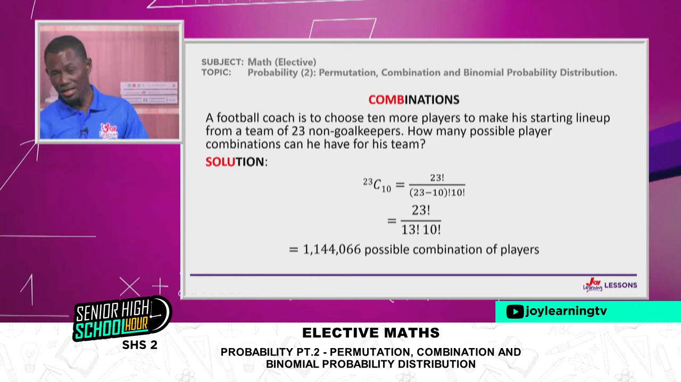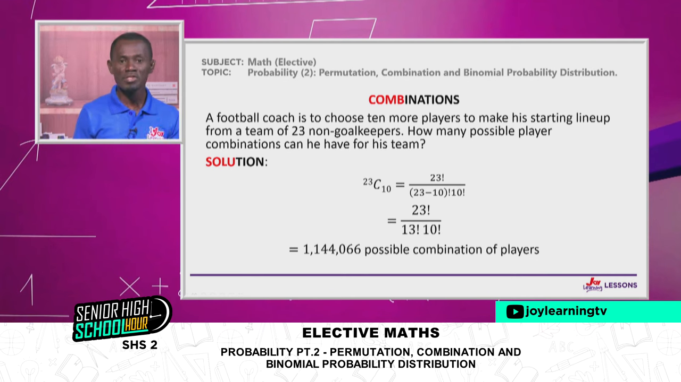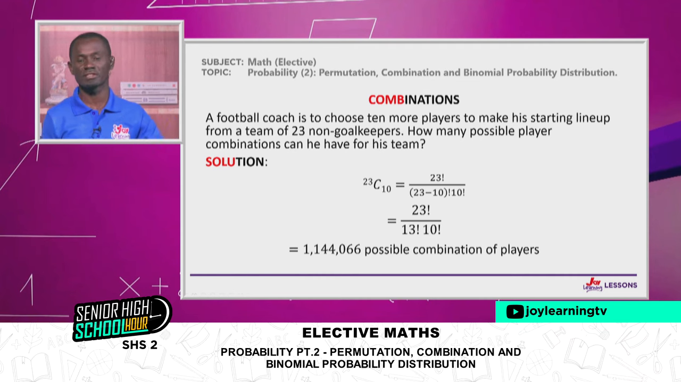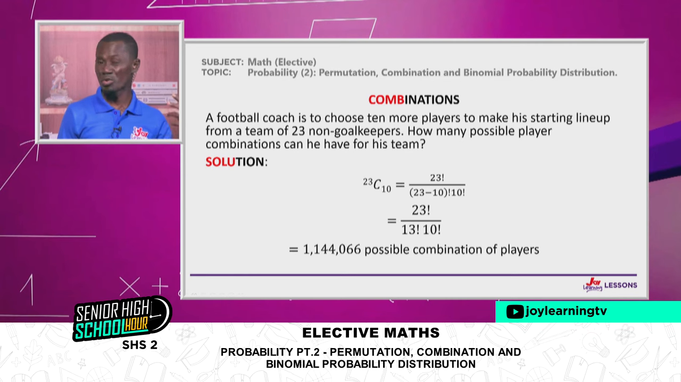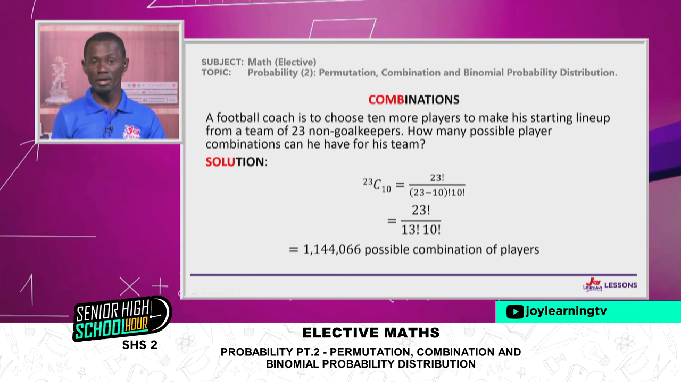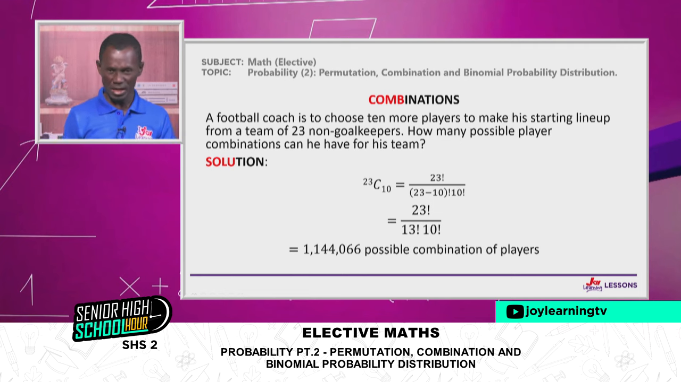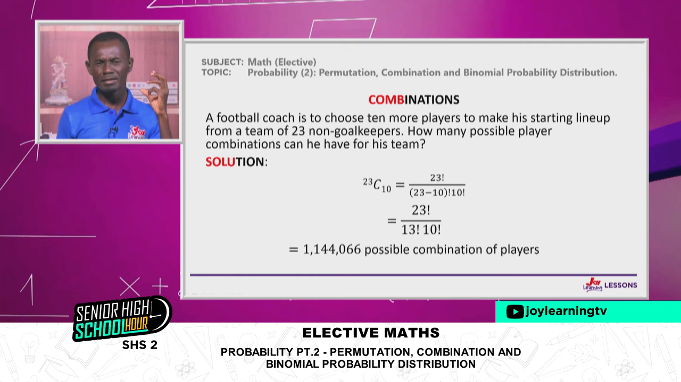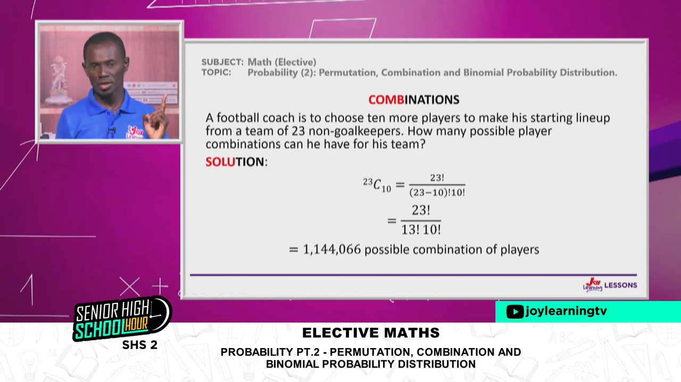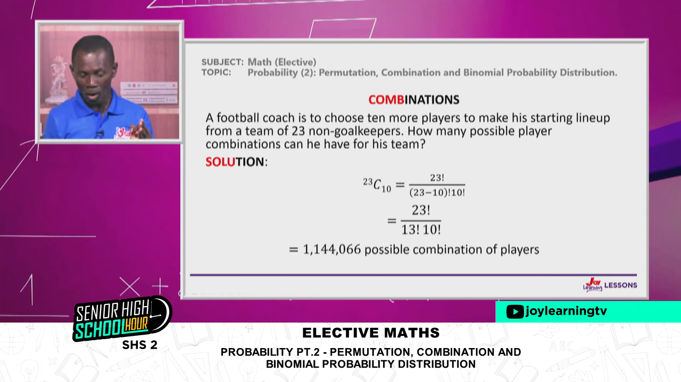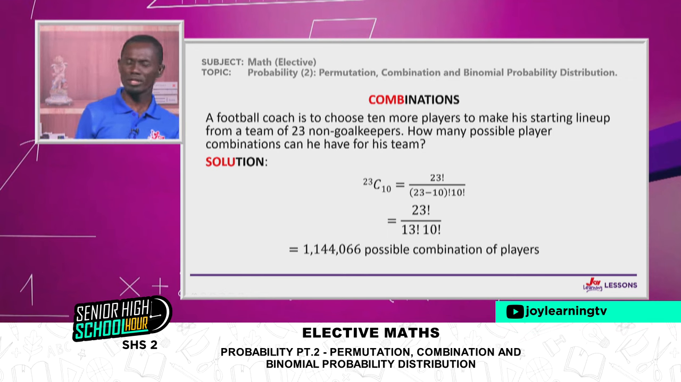We have 1,144,066 possible player combinations. In other words, if Mr. Hilton wanted to arrange so that all 23 players have equal opportunities, assuming they are all fit and can all play all positions, it means that he could choose or select them in at least 1 million ways. In fact, precisely 1,144,066 possible ways.